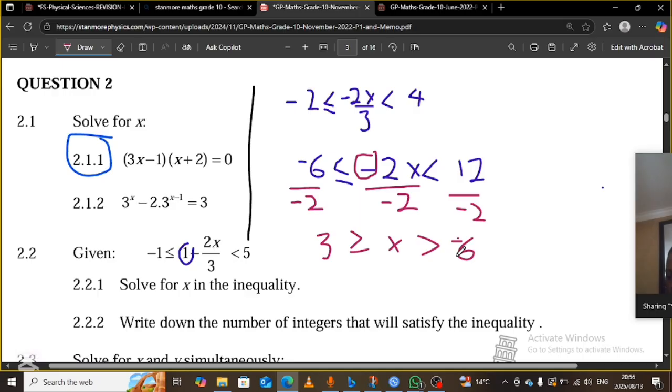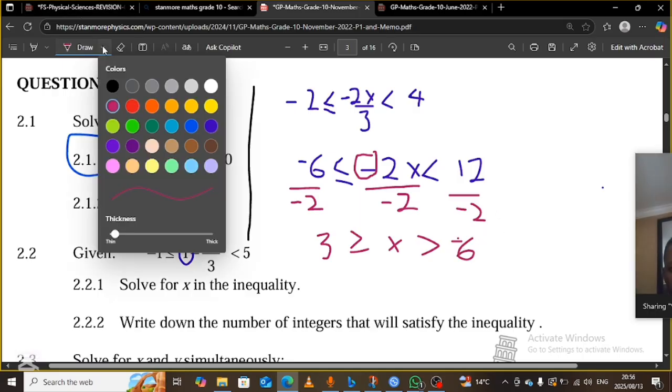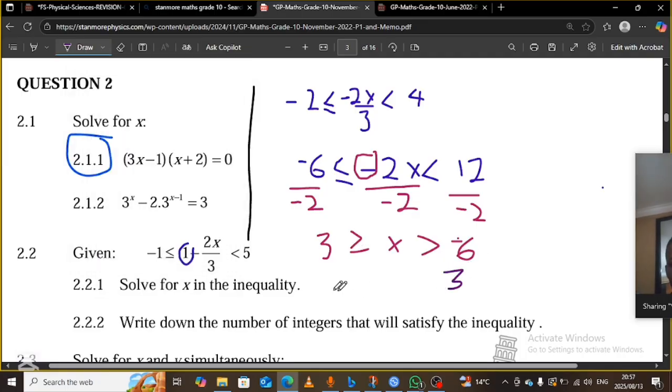Okay, and now we are not done. Every time it comes to inequalities, the smaller number is always on the left side, and the bigger number is always on the right side. Which one is the bigger number between the two numbers? The bigger number is 3. The bigger number has to come this side, and this one has to come that direction.